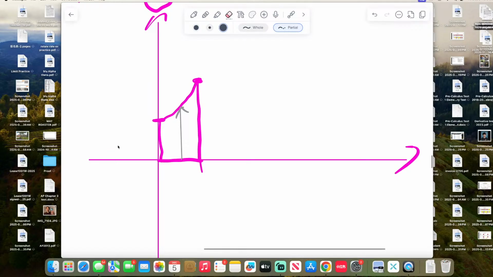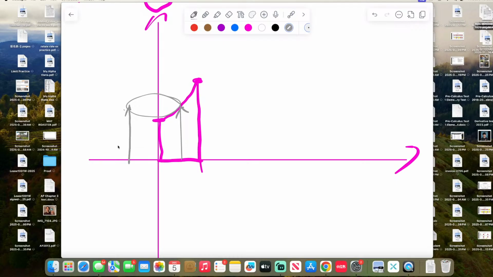Alright, imagine this gray line. I have to draw the gray line here. This gray line is on the other side, right? And it's going around, so it's going to form a hollow cylinder.